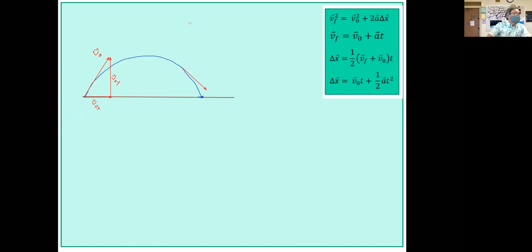Okay? At any point along this pathway, we can see that the object is moving both horizontally and vertically at the same time. So if we take a look at this point here, rather than at the initial point right here, we have an object that's moving along the horizontal and the vertical at the same time. And this is going to be true at any point along that pathway.